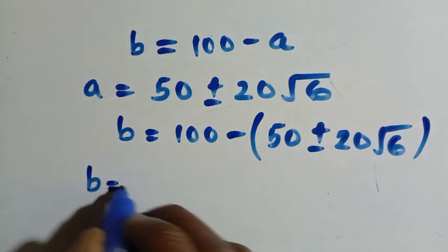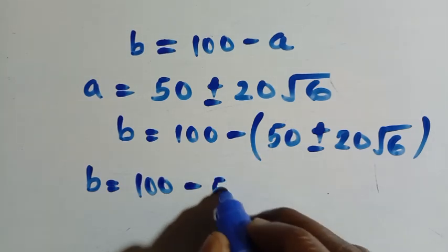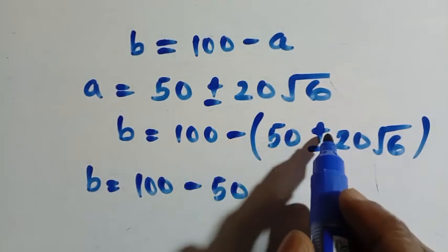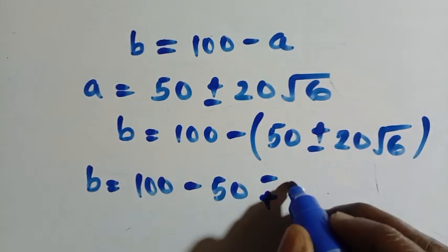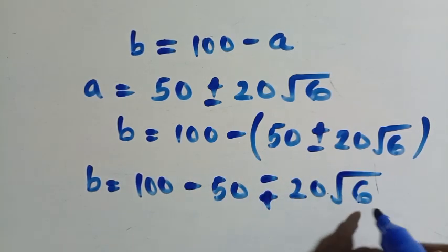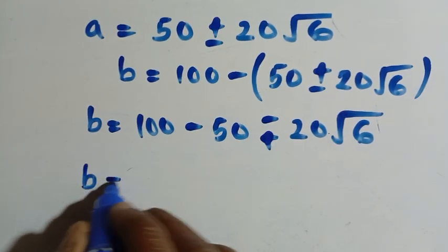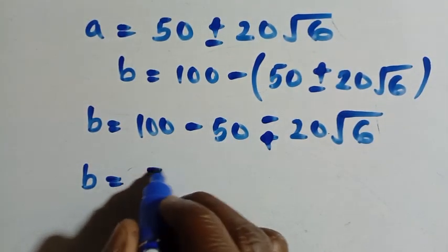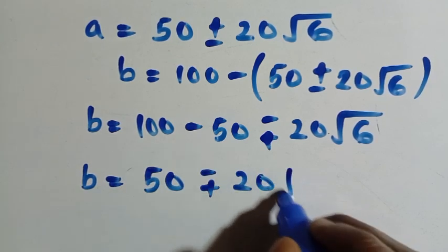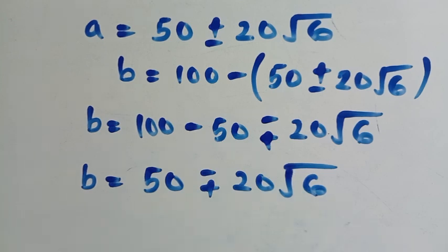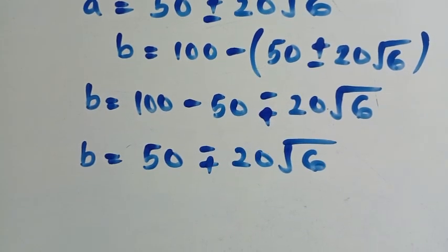So then we have b equals, when we open this, we have 100 minus 50. So minus times plus is minus, and minus times minus, we have plus 20 square root of 6. And here we have b equals 100 minus 50, that is 50, minus or plus 20 square root of 6. And here is the value of b, as we have also gotten the value of a from above.